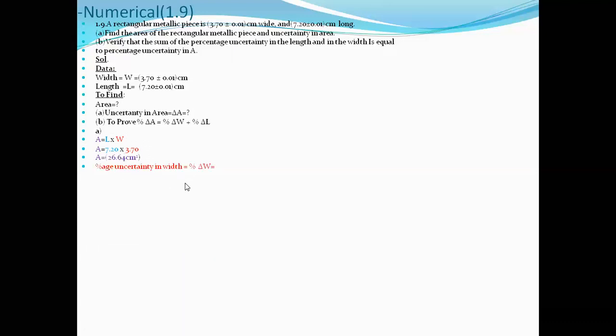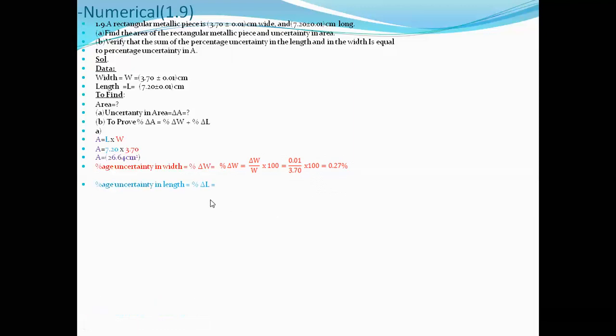Percentage uncertainty of width will be calculated as the change in width divided by the width. That means the uncertainty in the width divided by the certain width. What was the uncertainty in the width? It was 0.01, divided by the width, which is 3.70, multiplied by 100 percent. We will get the percentage uncertainty for width, which is equal to 0.27%.